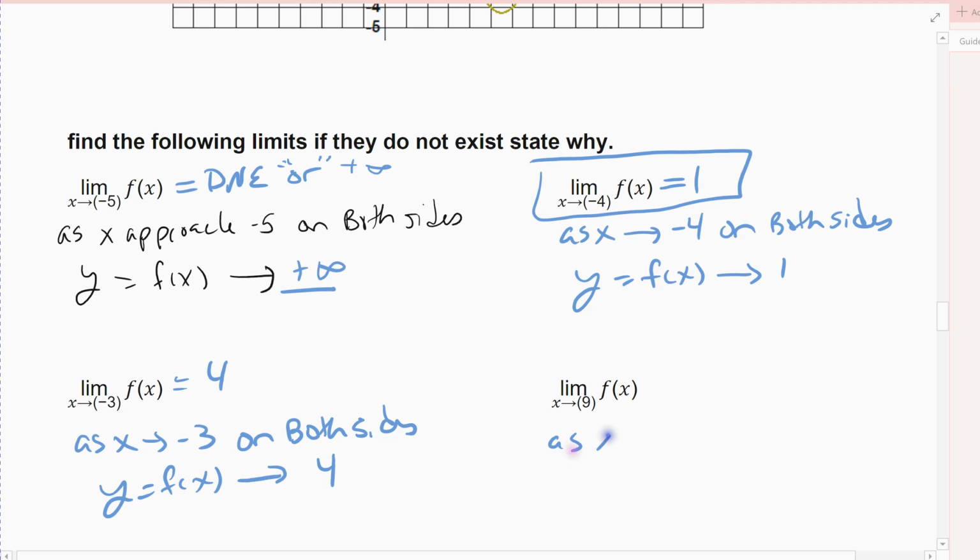All right. As x approaches 9 on both sides, what is the function value approaching on both sides? So again, on both sides.